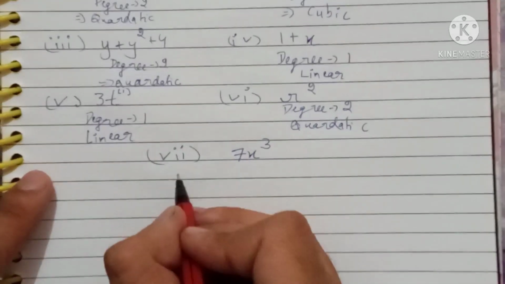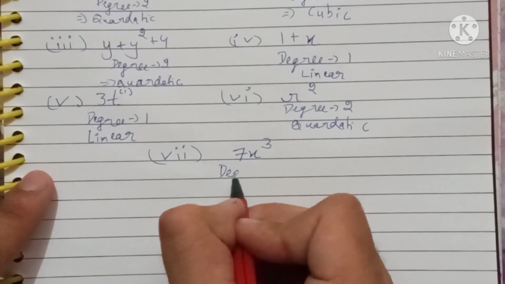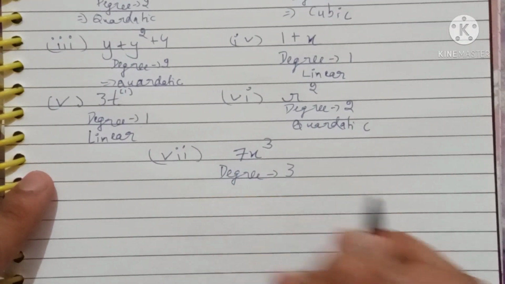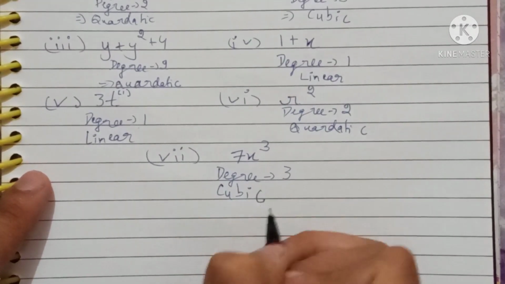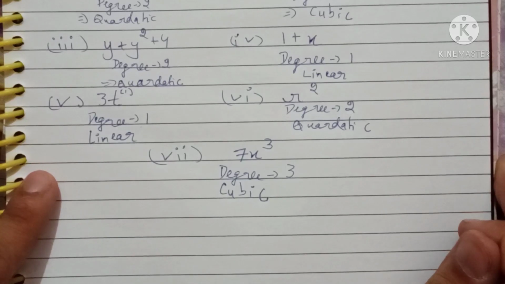And now in the seventh part, the degree is 3, right? And this will be called cubic. So that's how we have solved all the questions of exercise 2.1.